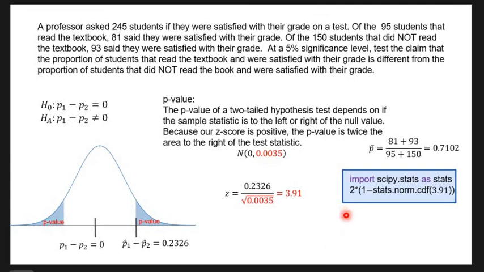So I'm going to use Python, and here's how I'm going to use it. I'm going to import scipy.stats as stats, and then I'm going to use the stats.norm.cdf with 3.91, but in order to find the area to the right, remember the CDF only gives you the area to the left, I have to do 1 minus. So 1 minus that method is going to give me the area to the right of 3.91, and I have to multiply it by 2. So I double it, I multiply it by 2, and this is the value I get. So I have that my p-value is equal to this.